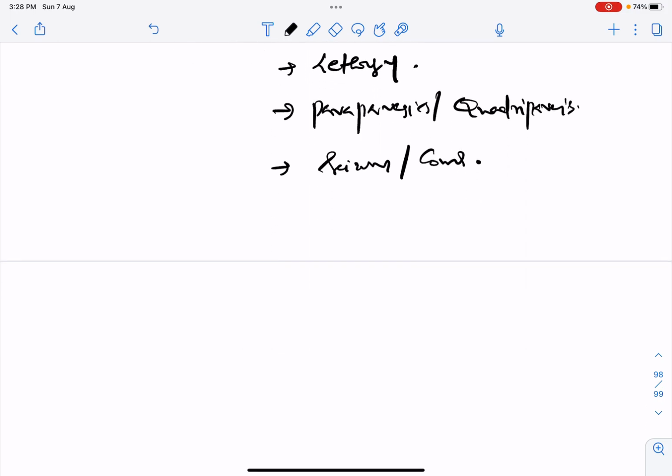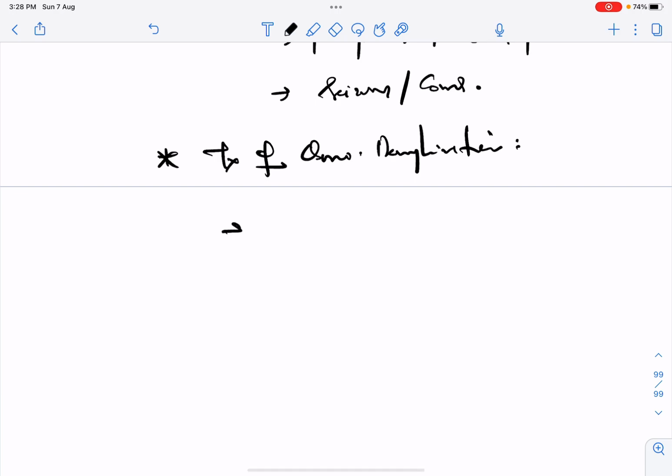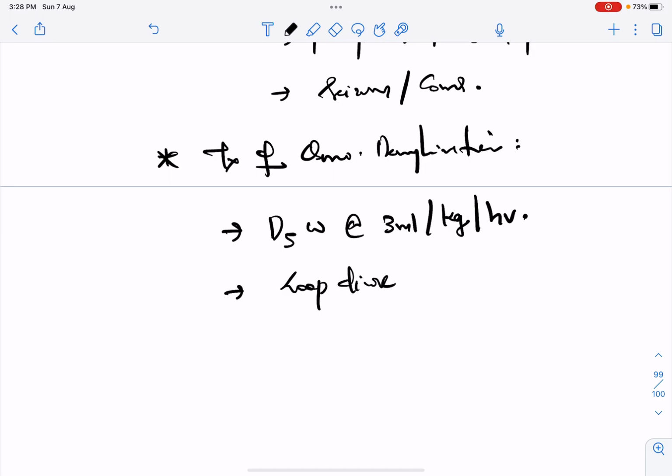Now moving on to the treatment of osmotic demyelination. You can give either 5% dextrose in water at a rate of 3 ml per kg per hour, that's one option, or you can give loop diuretics, or you can go for desmopressin. So these are the treatment options for osmotic demyelination.